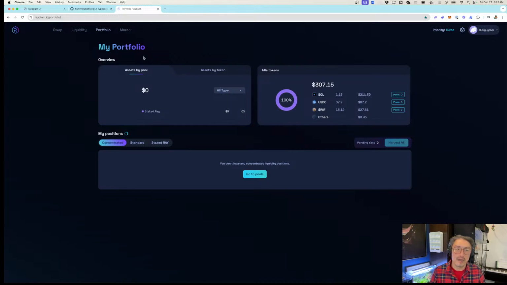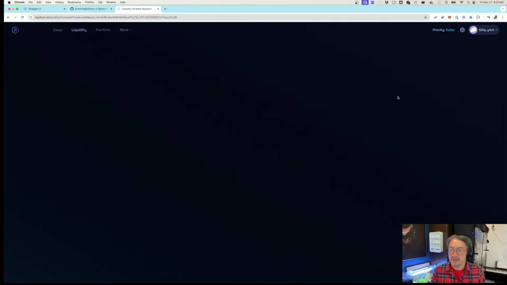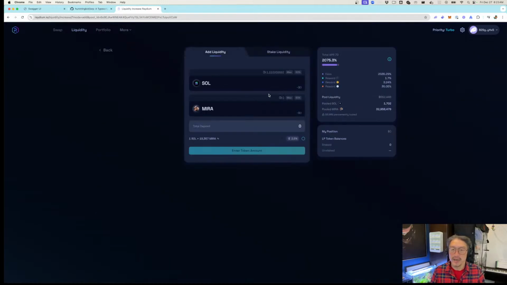So on Solana, Raydium is probably the easiest place to start because there's a bunch of standard pools here. These are like the Uniswap V2 pools. But when you deposit here, you're depositing half of asset A and half of asset B. And this is almost like an equity play.